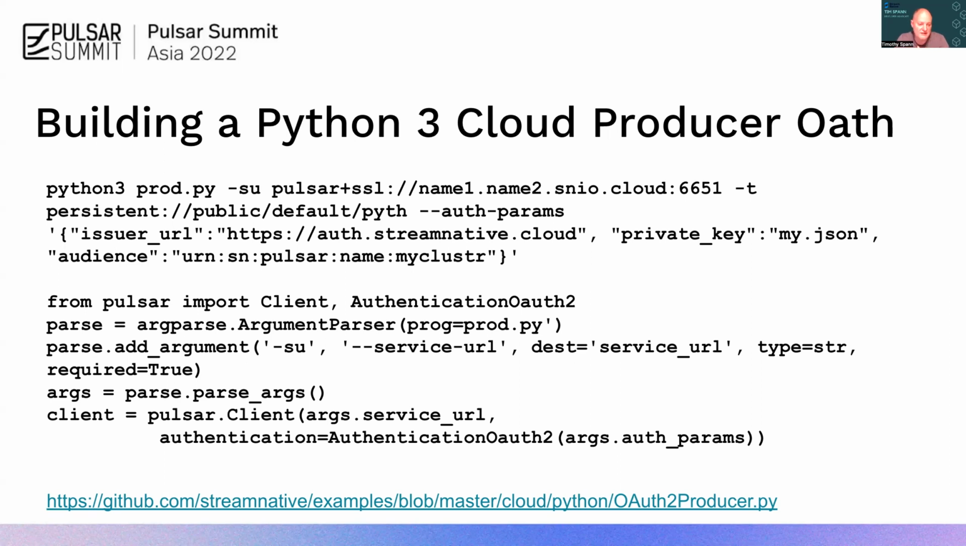Again, you see that persistent tenant namespace topic, and we're passing in our issuer URL, a private key, and the audience that tells us what my cluster name is. Pass those in, and we can make that authentication connection. There's an example program down the bottom, so you can see how to do that.